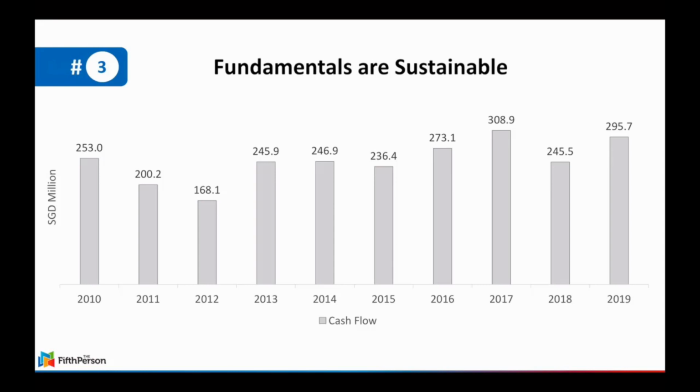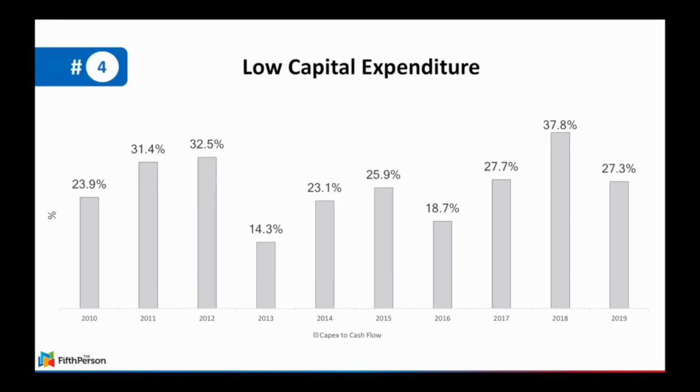And next we want to look at step number 4, which is low capex. If you look at their capex to their cash flow, it is slightly less than 30%, which is quite good. If you look at the airline business, their capex to cash flow is usually about 80 or maybe 100%. So that's not so good because they are very high in capex.